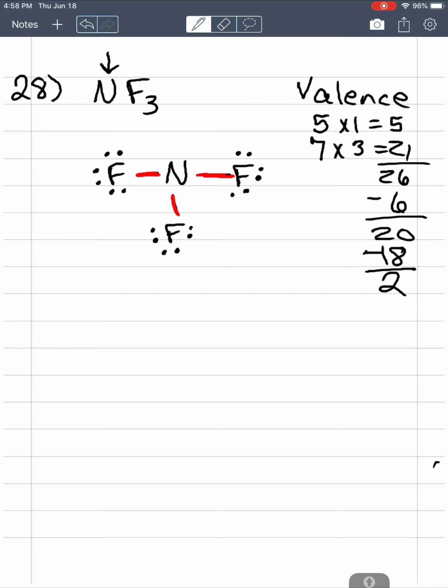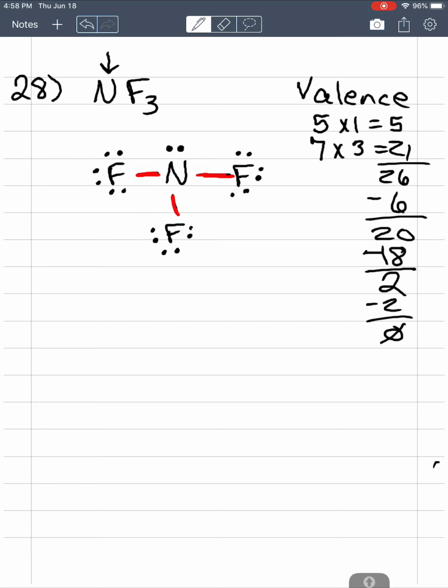All right, so what do we do with these leftovers? Do we put them on fluorine? If so, which one? Well, we don't. Because once the outside ones have an octet, if you have any leftover, they always go on the central atom, which in this case is nitrogen. It doesn't matter if it pushes it over an octet. All right, so this is the structure for NF3.